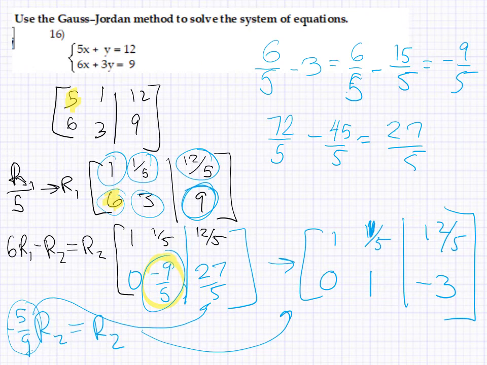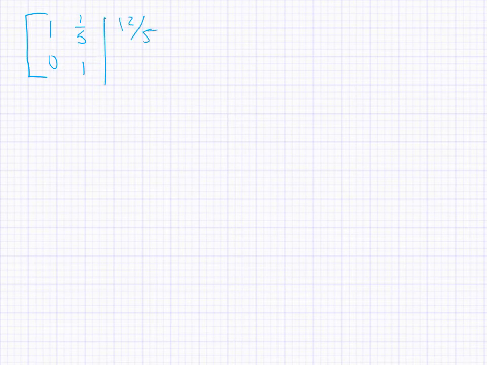Now, what I need to do is use that matrix to then solve the system. Once I have the lower echelon matrix created, I can then solve the system very easily. So let's rewrite what we had. We had 1, 0, 1/5, 1, 12/5, and negative 3. Okay.